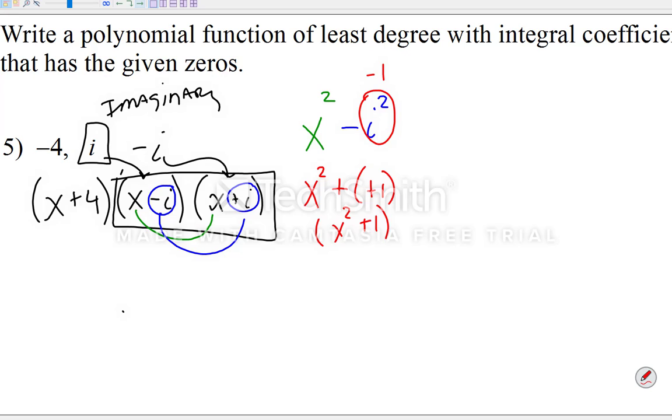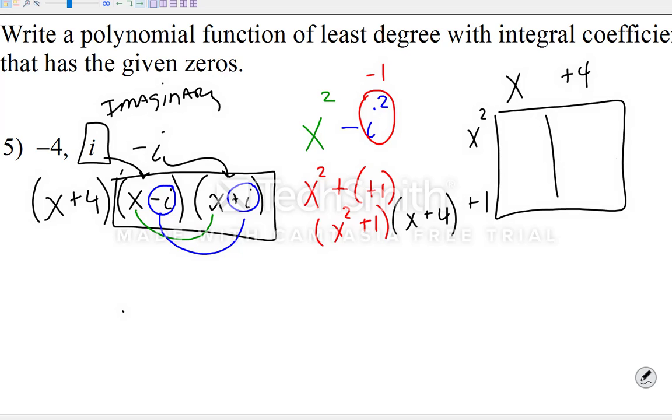But then, my x plus 4. Okay? So I have to multiply those two now. I want to find out what it's going to give me. So again, I can make my box. And when I do that, I get x to the third, 4x squared. I get 1x, or just x, and then 4.